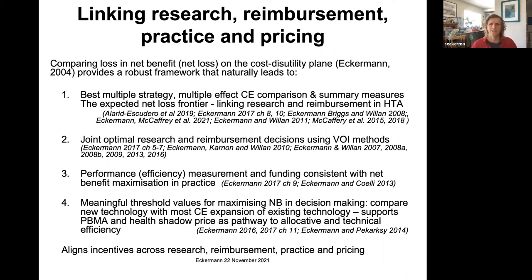It also allows us to look at joint optimal research and reimbursement decisions using value of information methods because it represents EVPI, which is the start of the process towards using value of information. In a minute, we're also going to show you it allows you to get performance or efficiency measurement and funding consistent with maximizing net benefit in practice, which is a big advantage, which the methods now allow you to do. And finally, it also allows you to look at meaningful threshold values for maximizing net benefit in decision making across many investments or decisions.